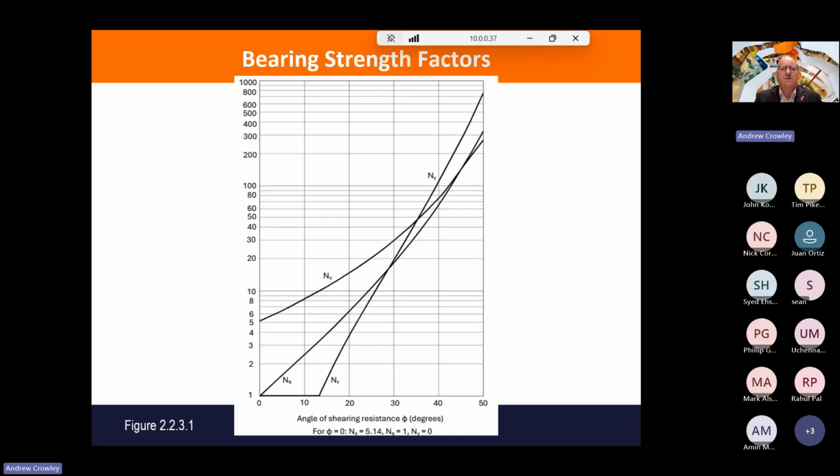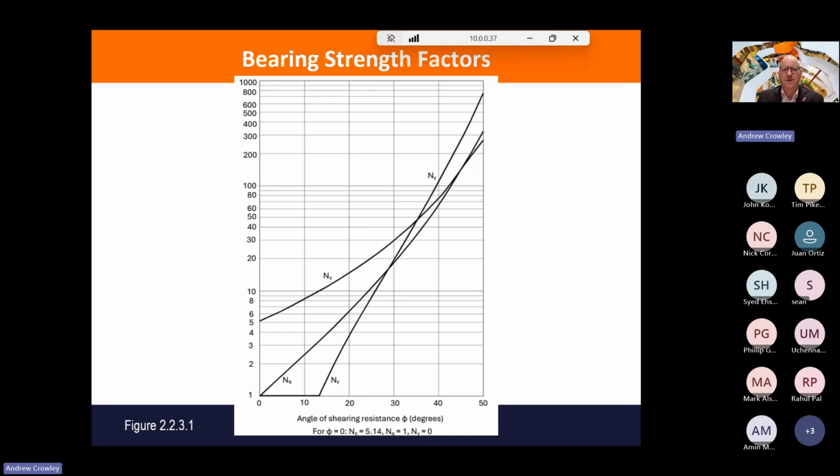You should also note that this is a log scale on the left-hand side, and it also on the left-hand side doesn't go down to 0. So at the bottom of your diagram, you'll see some notes that if the angle of shearing resistance is 0, then your Nc is 5.14. Well, you could just about see that. And then your Nq is 1. You can just about see that too. But your N gamma is off the scale. And so they just shove it in as 0.